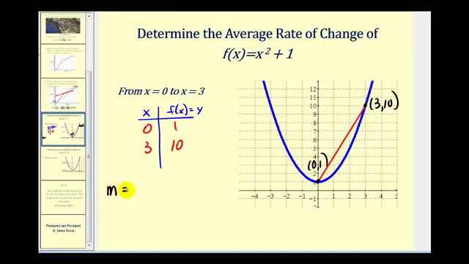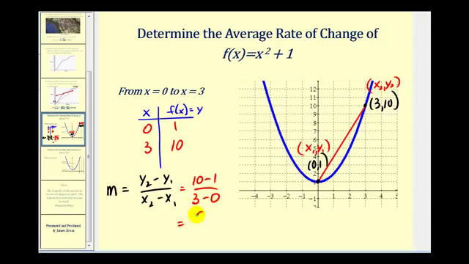So the average rate of change, again, is y2 minus y1 over x2 minus x1. And just to keep things organized, I'll call this x sub 1 comma y sub 1, and this will be x sub 2 comma y sub 2. So we're going to have 10 minus 1 in the numerator, and then x2 minus x1 is going to be 3 minus 0. So we'll have 9 divided by 3, which is equal to 3. So the average rate of change from x equals 0 to x equals 3 is 3.